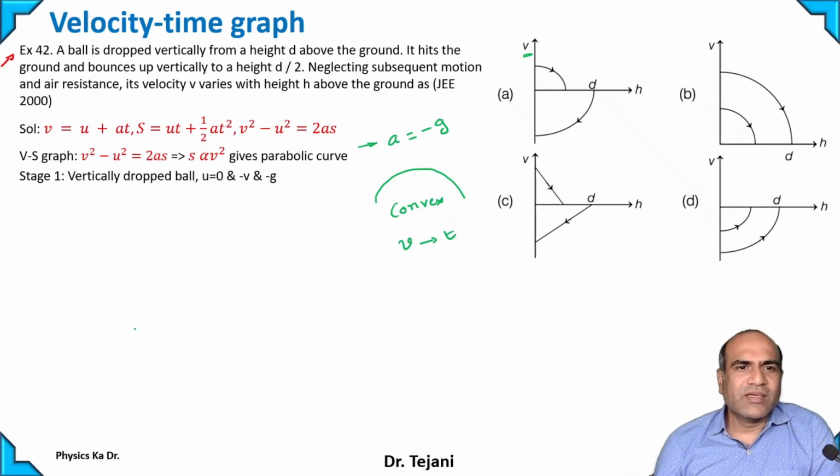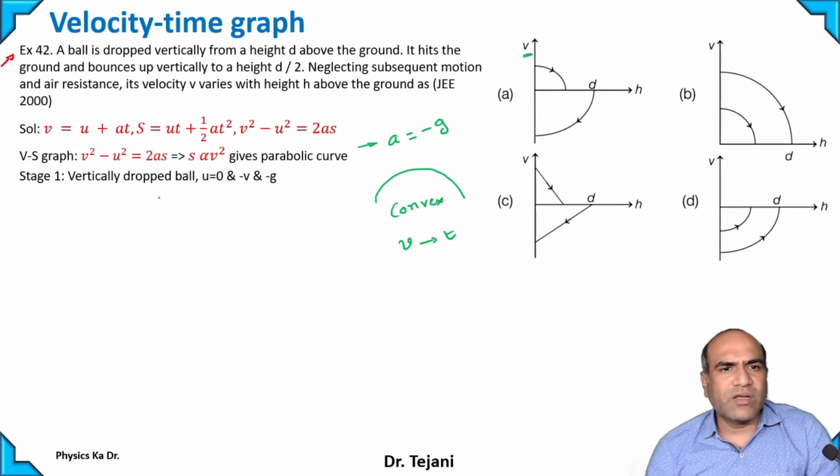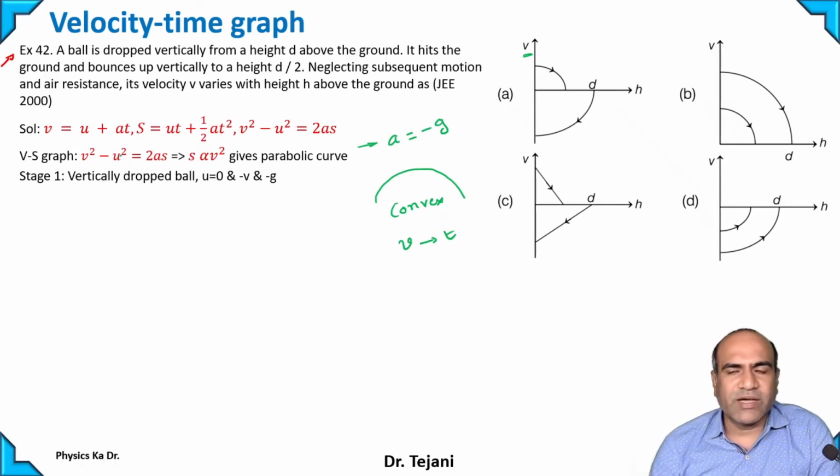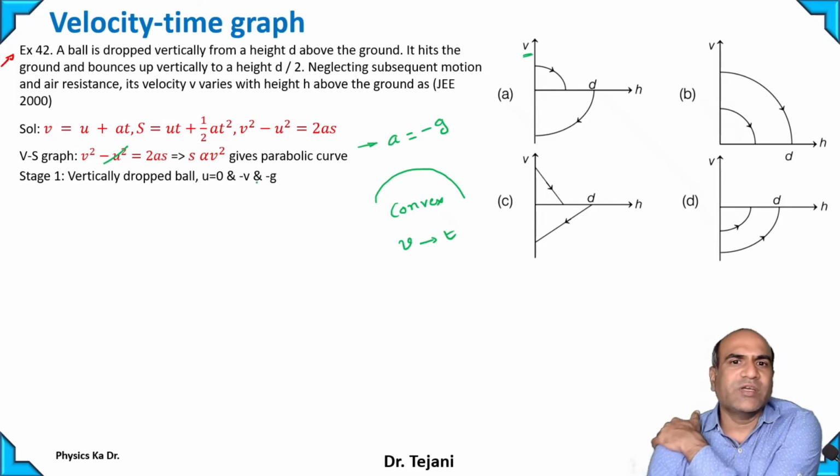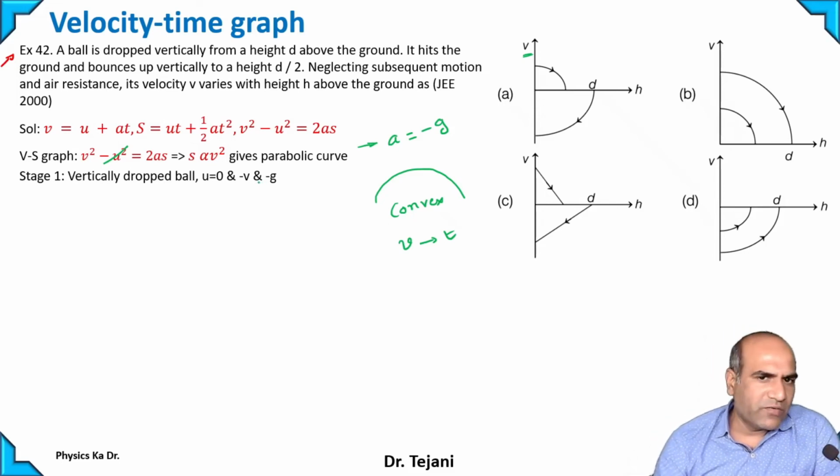Let's see. So first, vertically drop the ball, and we know that v square minus u square is equal to 2as, and we know that the initial velocity is 0. So v square is equal to 2gs, and s is directly proportional to v square. That means it gives some concave or convex shape. We can identify from that, right? So it is a parabolic shape. It is not a straight line.